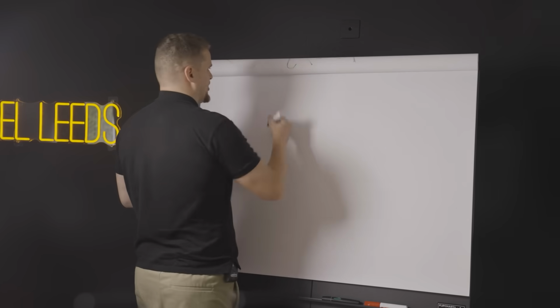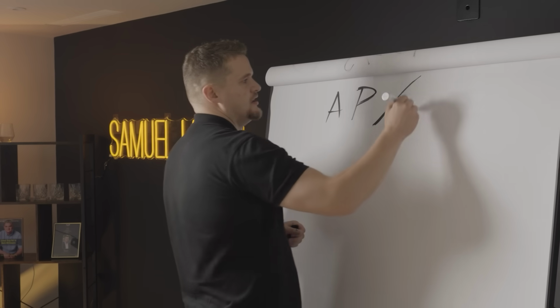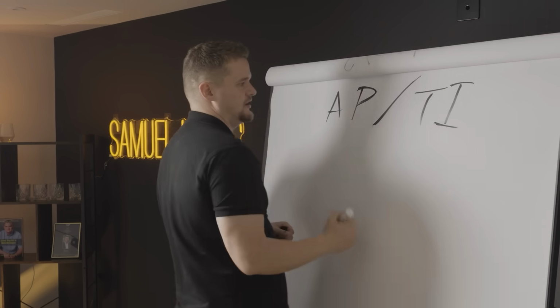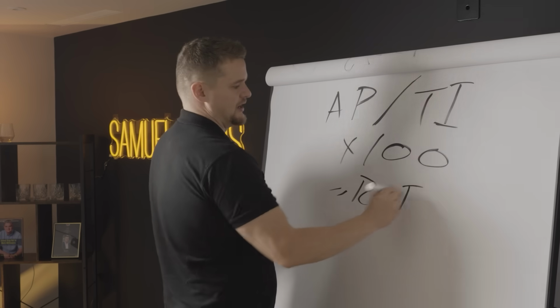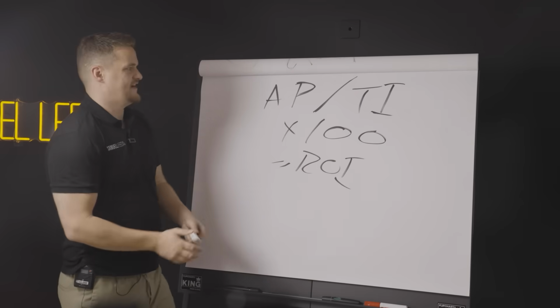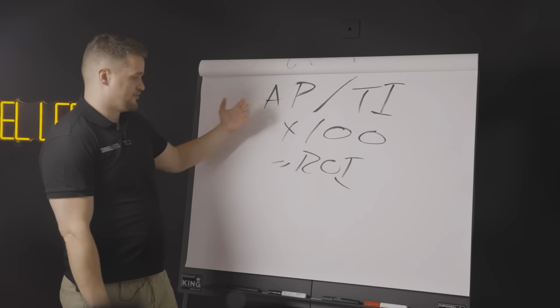what is the ROI? The ROI is the annual profit divided by the total investment times 100, and that gives you your ROI. Now the total invested, we know, is 32 grand. Next is what's the annual profit.